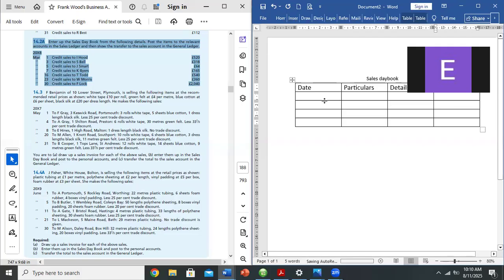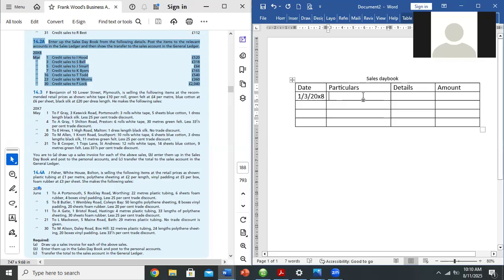So the first transaction occurred on what date? As you all see, first March, right? So you put in the date, 1st March 20x8. The particulars is the name of the customer. Remember, credit sales are to customers who eventually become our debtors, right? So in the 1st March transaction, the customer there is IHood.